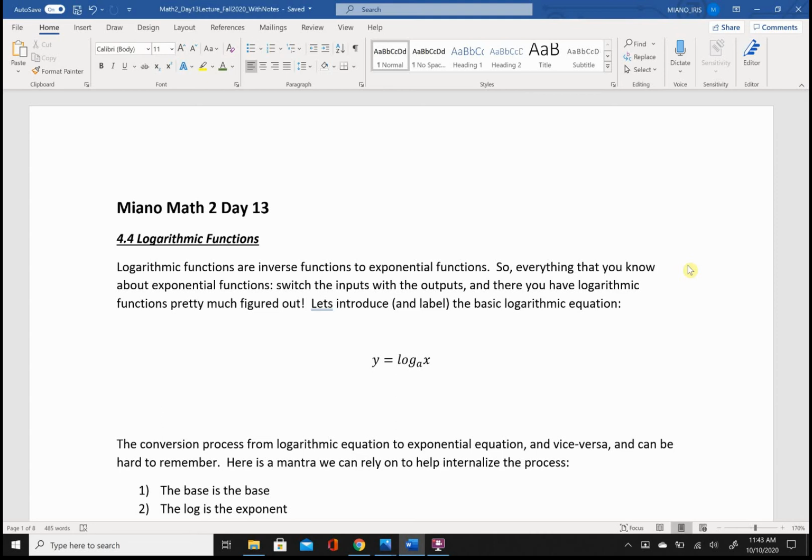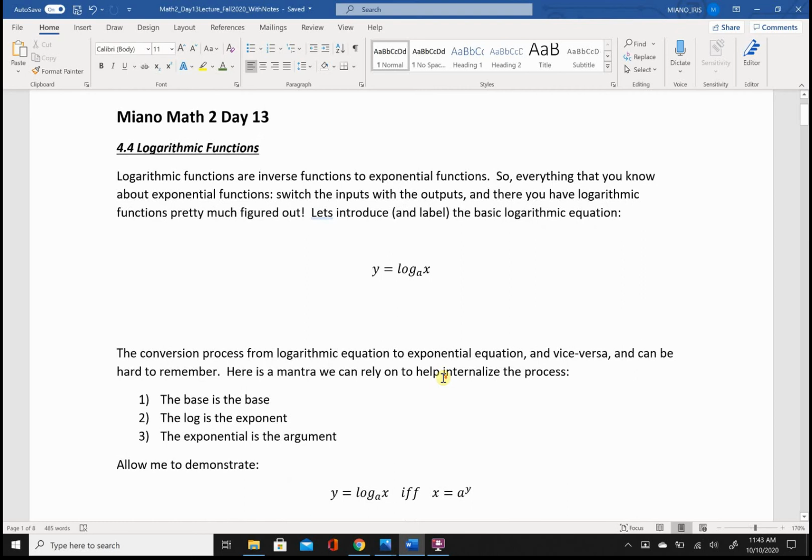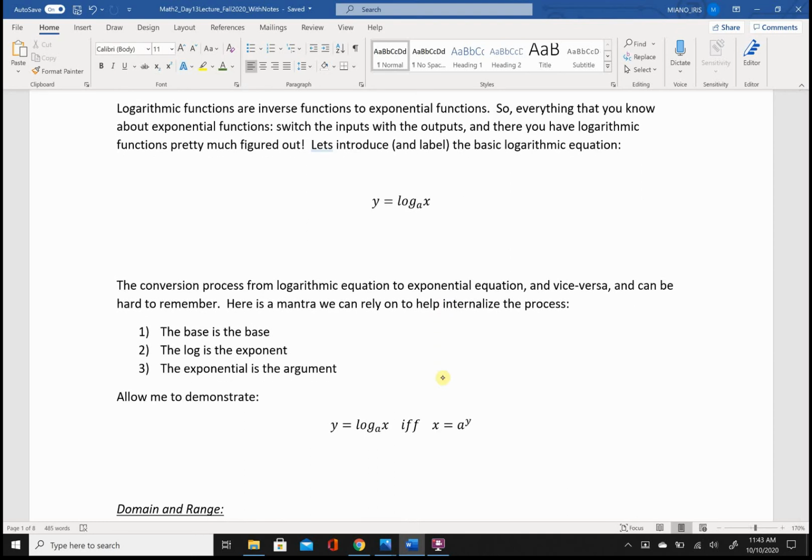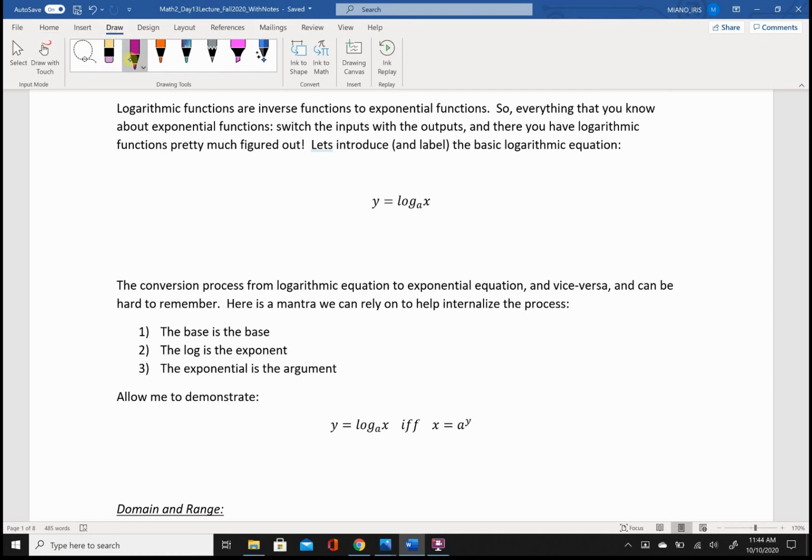Okay, so we're going to introduce and label the basic logarithmic equation that you see here, y equals log base a of x. So what are all the different components here? Well, y is referred to as the exponent. Logarithms are equal to an exponent, basically. That's how we want to think of them in regard to connecting them to the exponential. The x here is called the argument of the logarithmic equation, and then a, this little bit here, is known as the base.